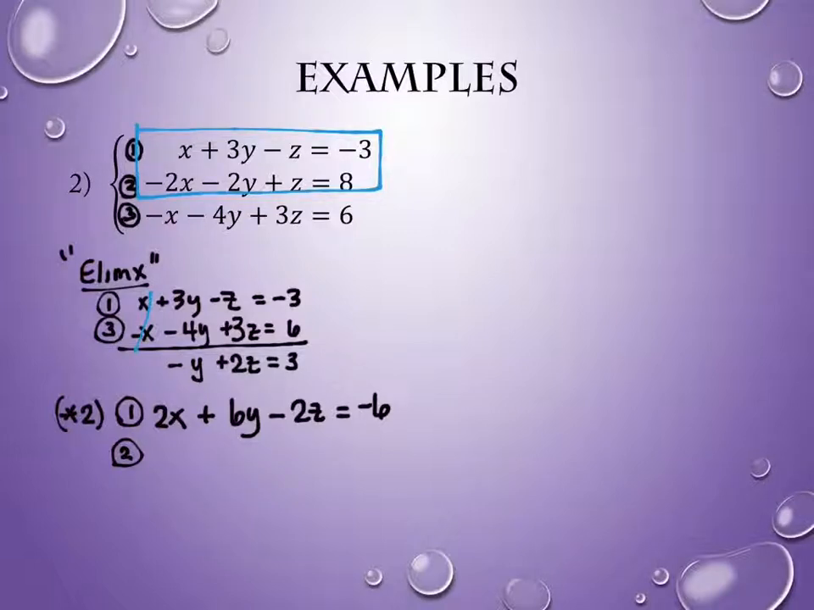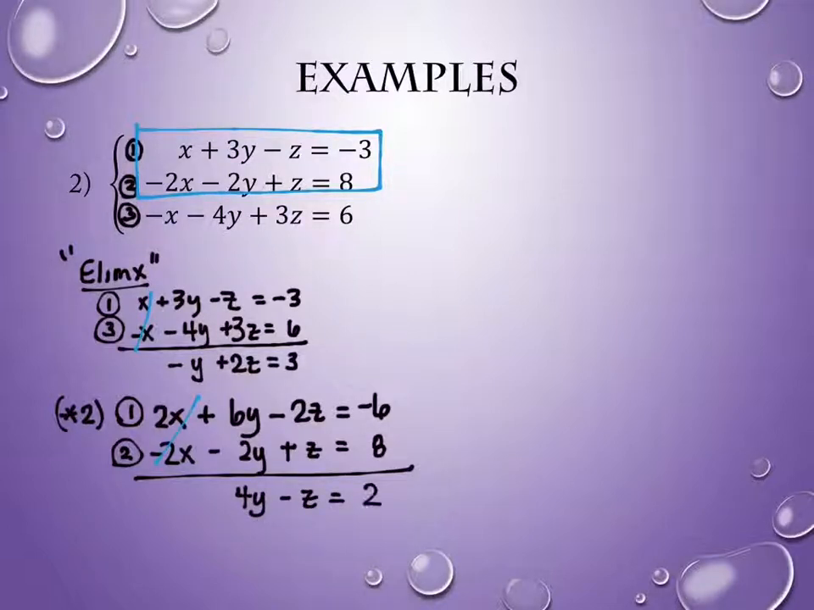Equation 2 can simply be rewritten as is, negative 2x minus 2y plus z equals 8. And we do the same thing again. We add the equations together to eliminate the x, and then I will end up with 4y minus z equals 2. Okay, good so far? So here's the net result of what happens. I now have 2 new equations, but they only have 2 variables in them.